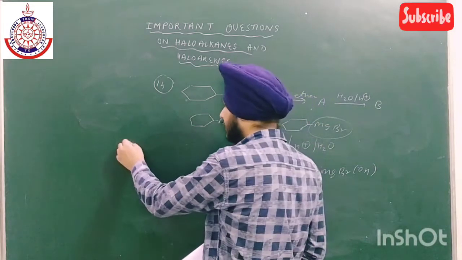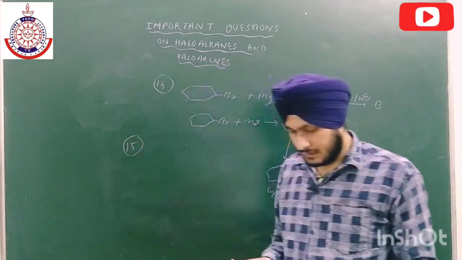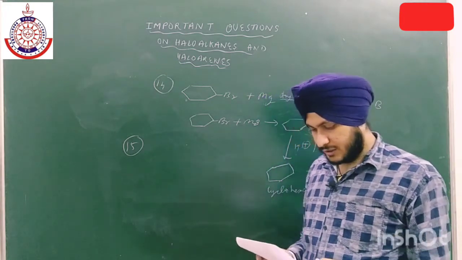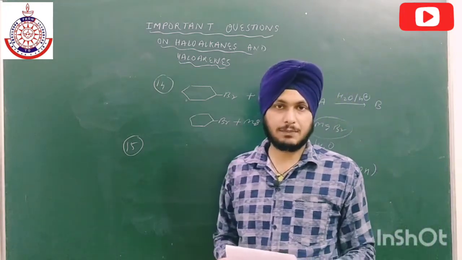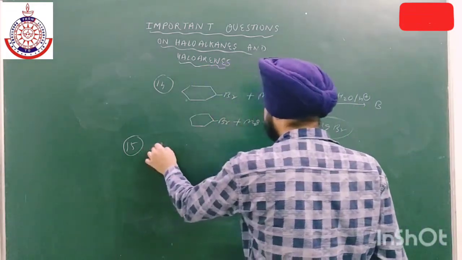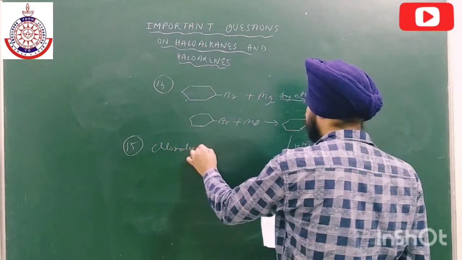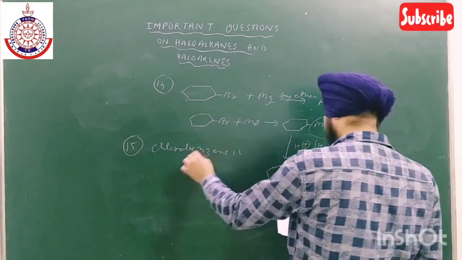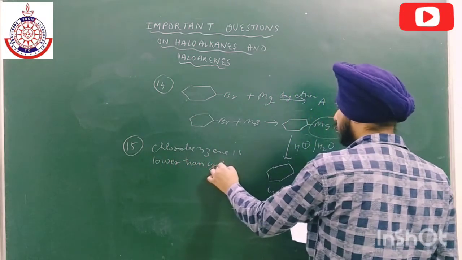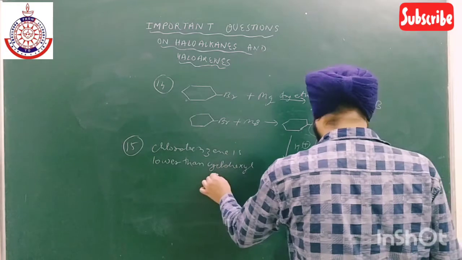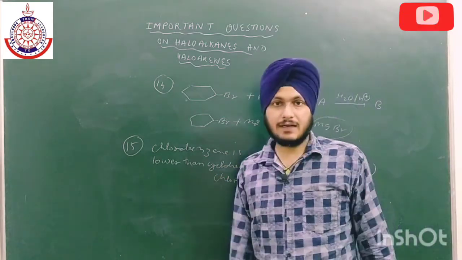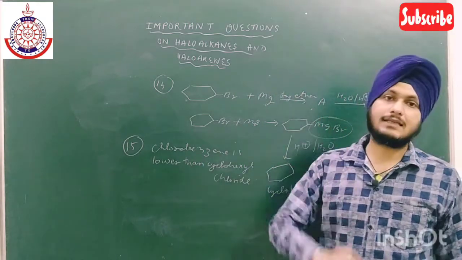So let us move on to the last question of today's class. The question is also on physical properties: the dipole moment of chlorobenzene is lower than that of cyclohexyl chloride. So what is the reason why the dipole moment of chlorobenzene is less than that of cyclohexyl chloride?